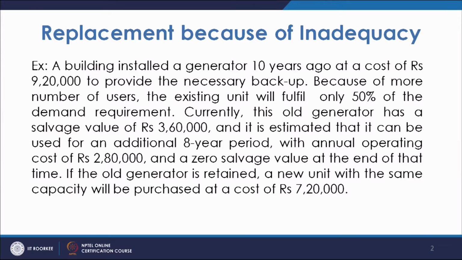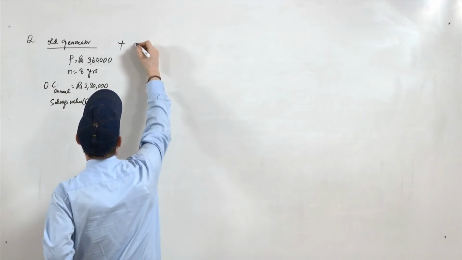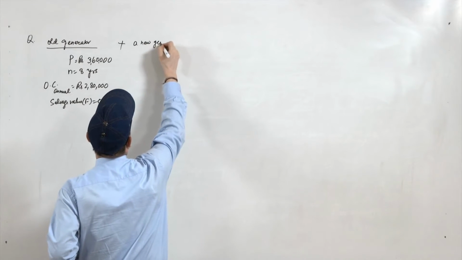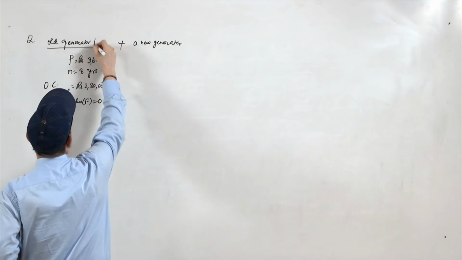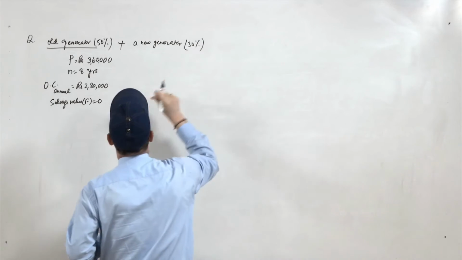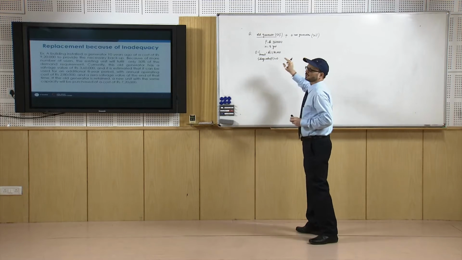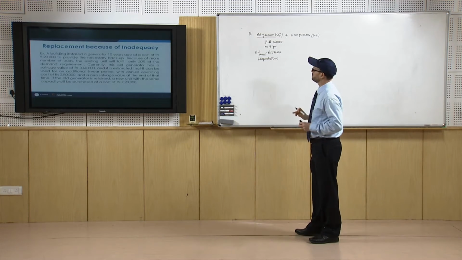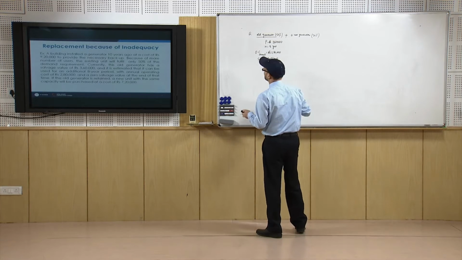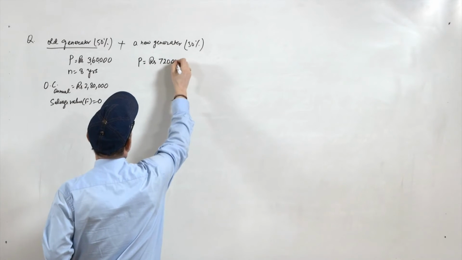Now, if the old generator is retained, a new unit with the same capacity will be purchased at a cost of rupees 7,20,000. So, basically you have to have a new generator because the old one is meeting only 50% of the demand. If the decision is to keep this unit, you need a similar unit which should satisfy the other 50% of the demand, and this can be purchased at rupees 7,20,000. So, for this P is rupees 7,20,000.